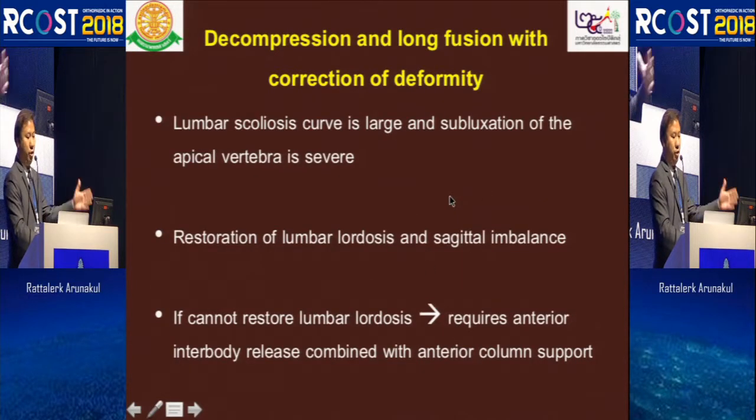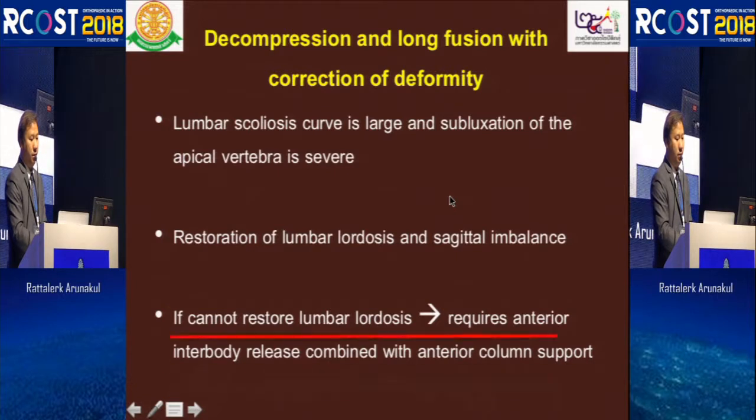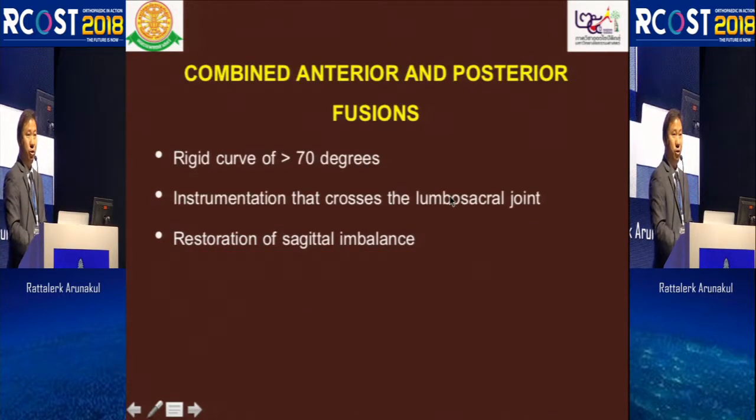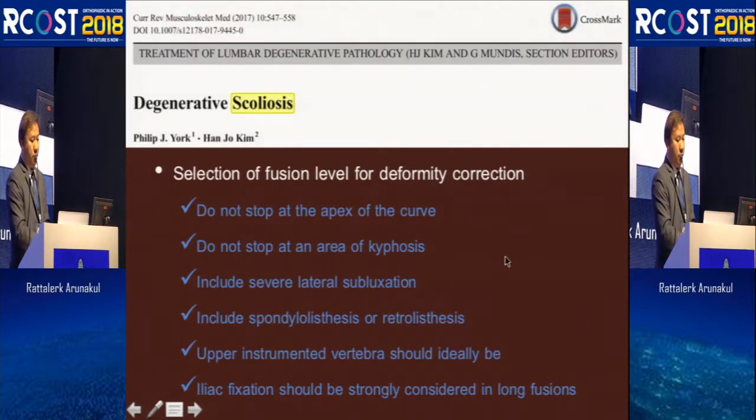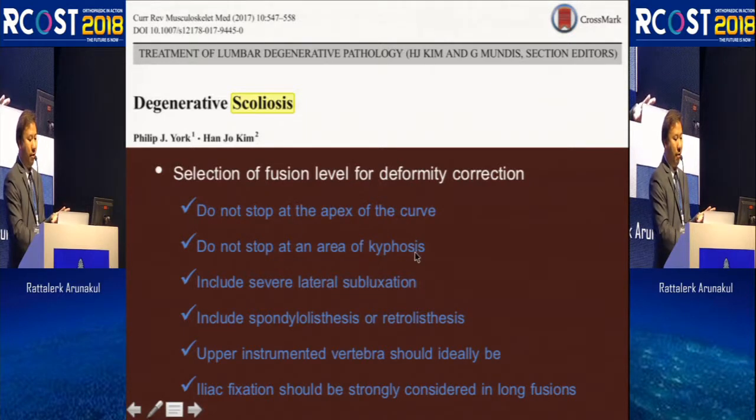This is the full scale surgery. It's a big surgery. Lateral and sagittal imbalance are very important, combined in the severe case. Okay. So the principle when you stop the fusion: do not stop at the apex, the area of kyphosis. Severe lateral subluxation should include the spondylolisthesis and lateral listhesis inside. Upper instrumented vertebra should ideally be, I'm not sure about this one, not tilted. And iliac fixation should be strongly considered in the long fusion.